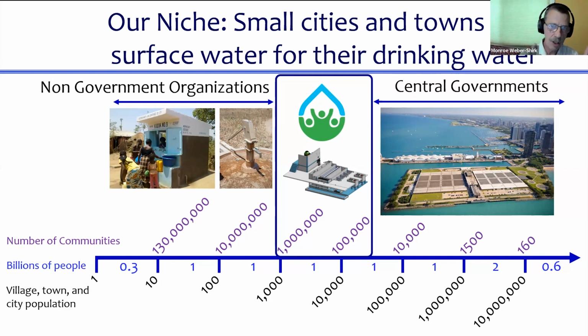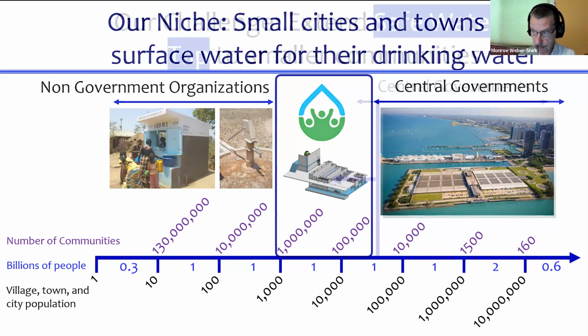And then for smaller communities that you would think of as being on the village scale or the household scale, there are plenty of non-governmental organizations, nonprofit organizations that are working hard at those problems. And that is actually a really, really difficult challenge of providing safe water to those very, very small communities.